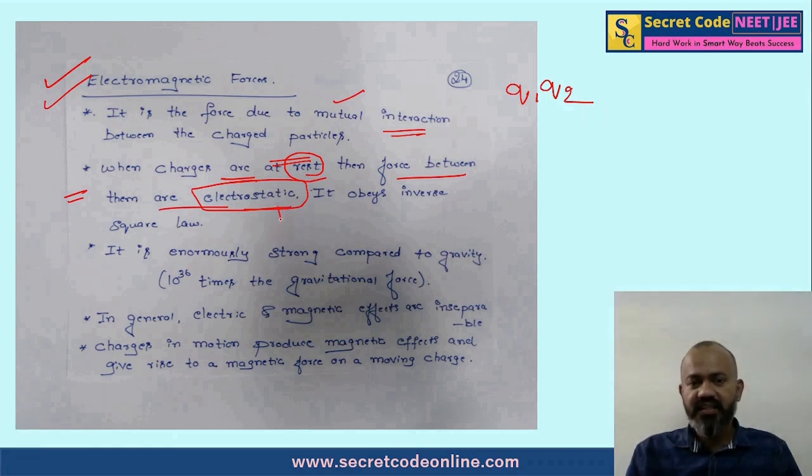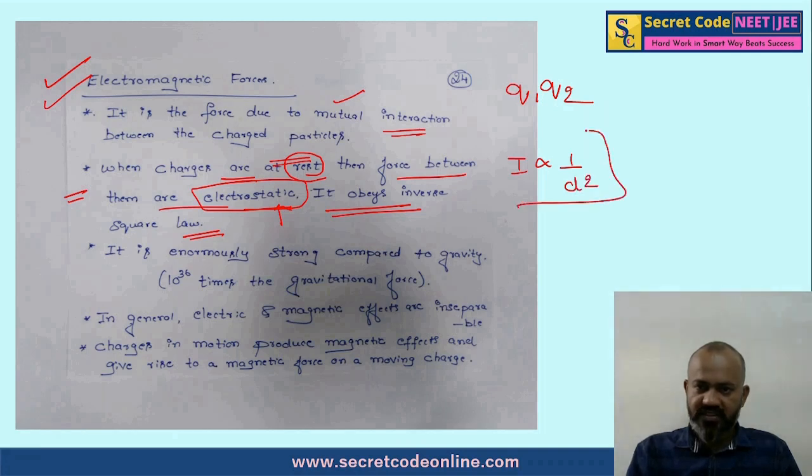That is the reason they are telling it is electrostatic, and it obeys the inverse square law. Same thing, F is inversely proportional to d square. See, only electromagnetic forces and gravitational forces will obey the inverse square law. Nuclear forces will not obey the inverse square law. This point you have to keep in mind.